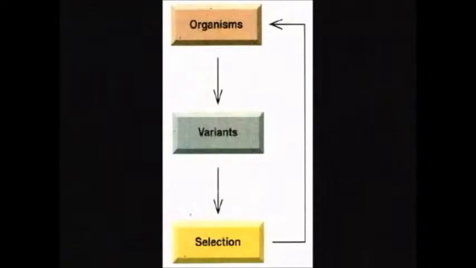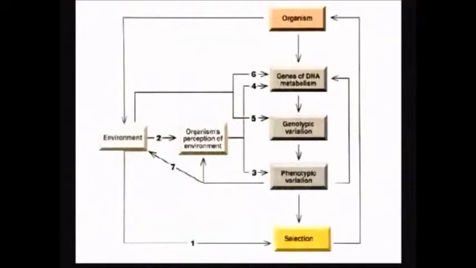For this reason, let me first explain it before I show it to you. You see the box variants? I'm going to show you in the new chart. It's on the right-hand side, but there are three variant boxes. So it goes organisms, variant, variant, variant, selection, and I want to talk about those first.